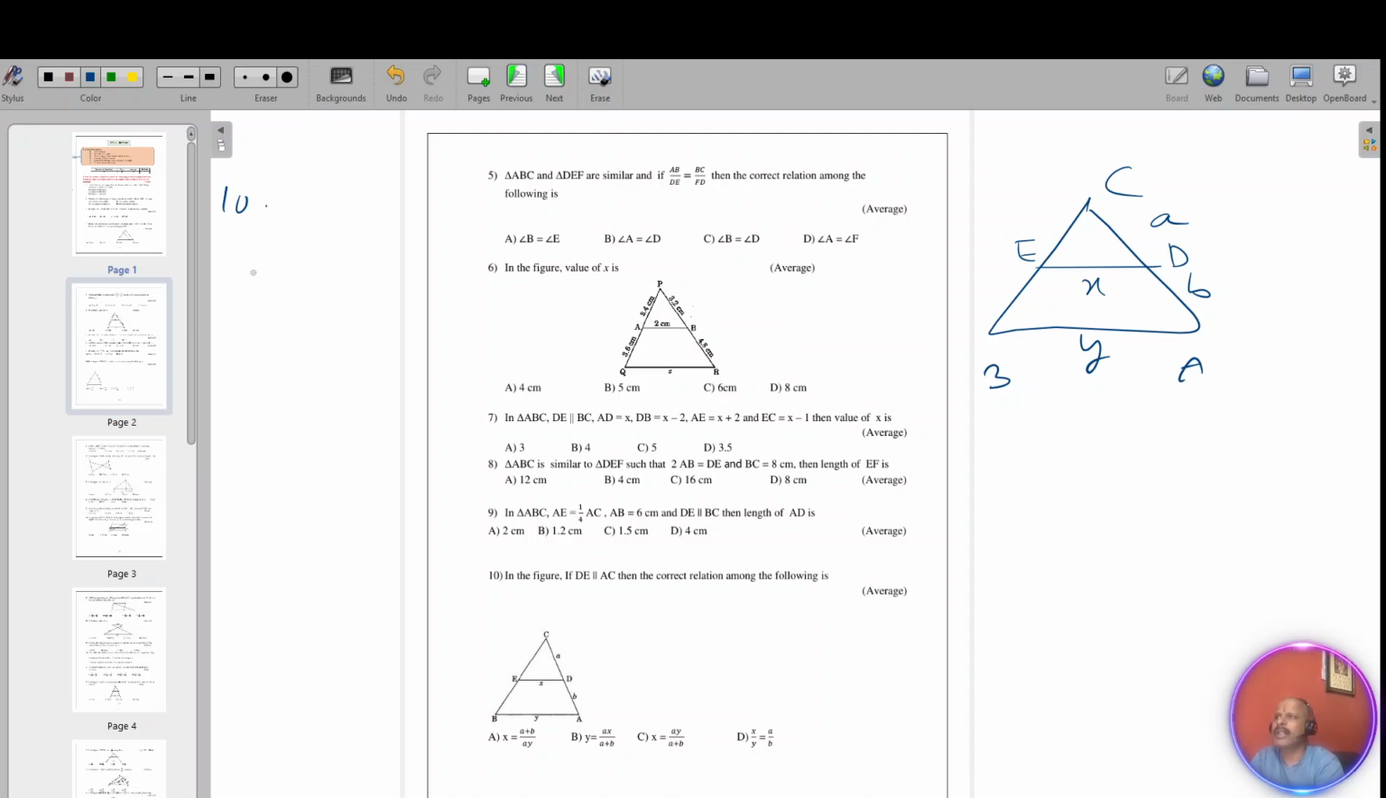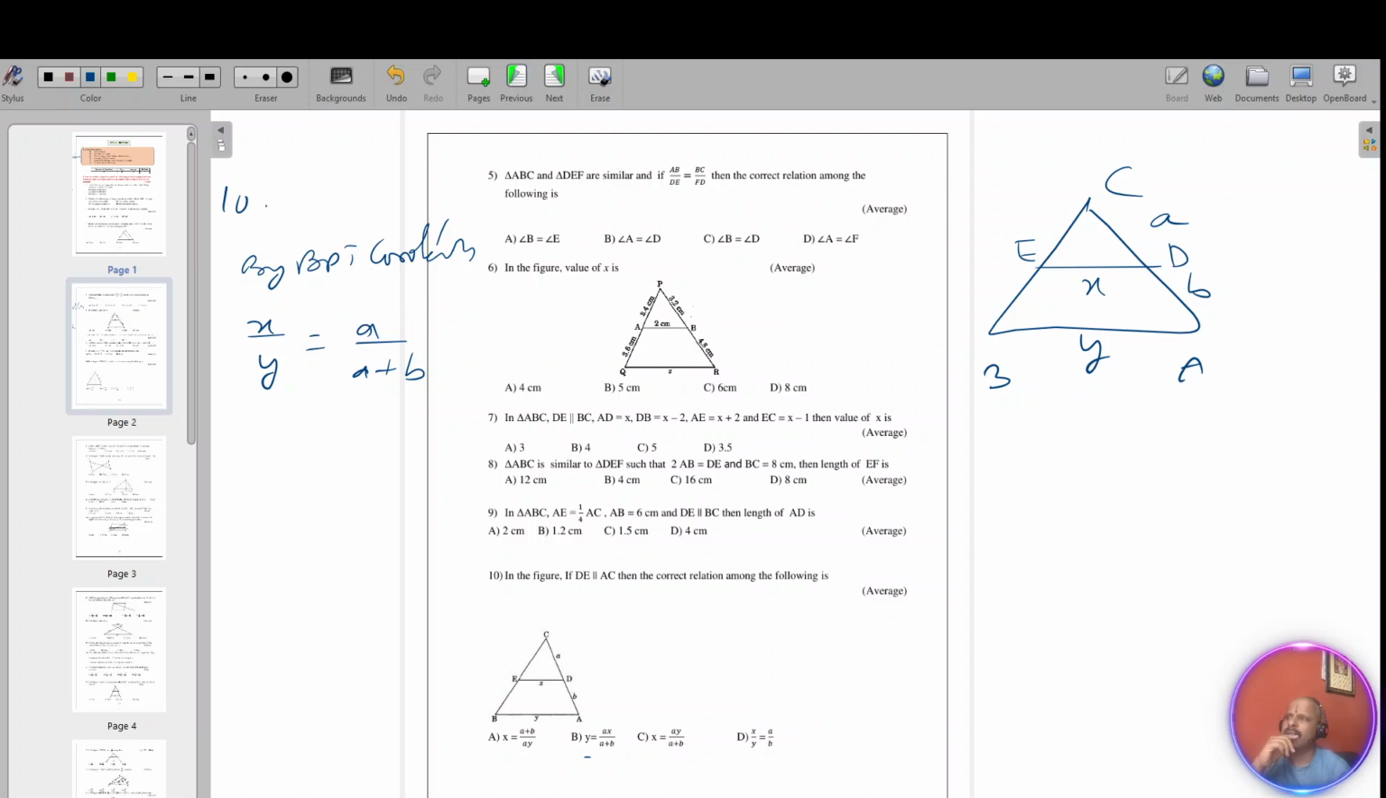So by corollary, what do we get? By BPT corollary, don't check the MCQ options. First you apply the corollary rule, then you match your answer to the MCQ answer. So I'll say X by Y equals A by A plus B, right? So just arrange it as per the MCQ options. One option is Y equals, so Y equals X of A plus B by A will come. That is not a proper answer. X by Y is A by B, D is not the correct answer.